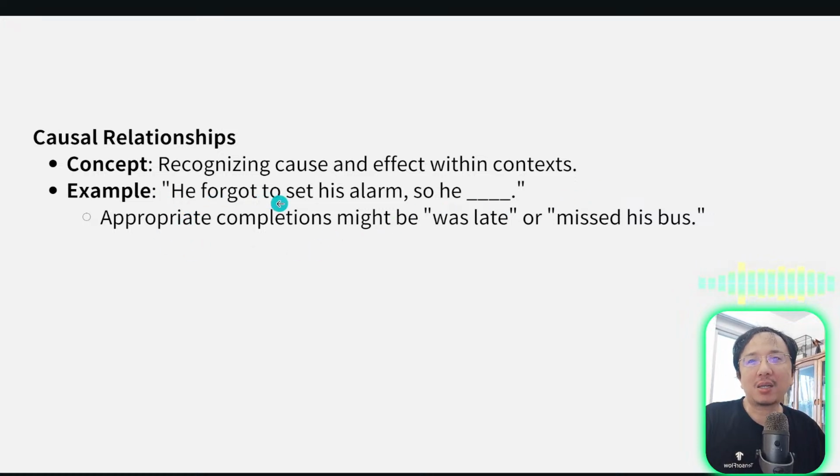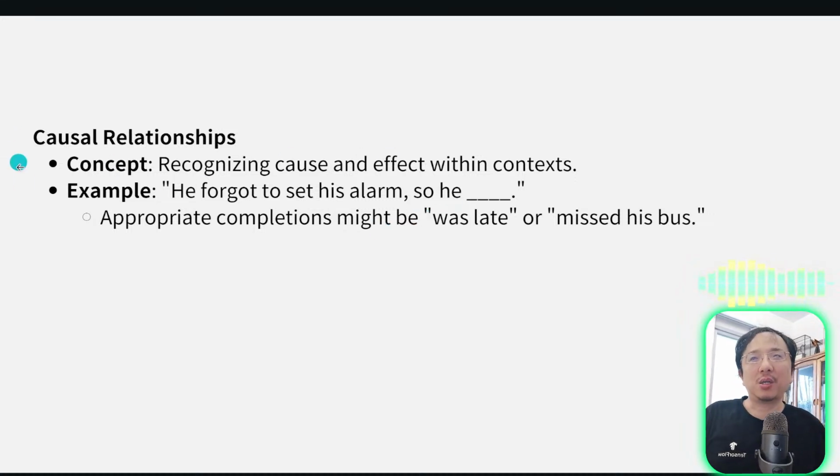So he forgot to set his alarm, so what will happen? He was late, or he missed his bus, or he woke up late, or something like that, a logical consequence of the event that he didn't set his alarm.